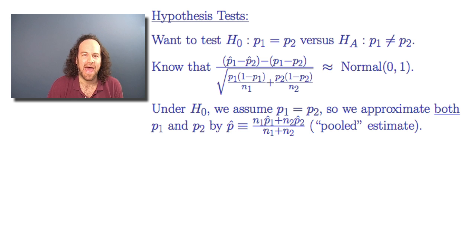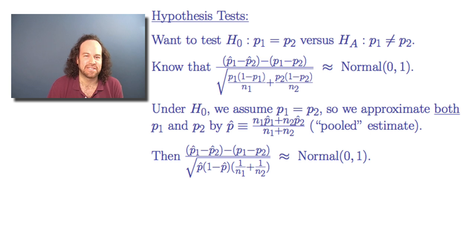So with this P hat, we use that as an approximation for P1 and for P2 in the formula, and now we say that this other expression is approximately a normal 0, 1. It's just like before, but we've substituted this new value P hat for both P1 and P2. Now we can use that to compute p-values for hypothesis testing.